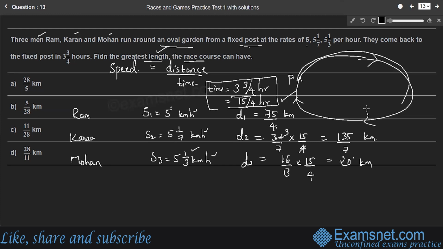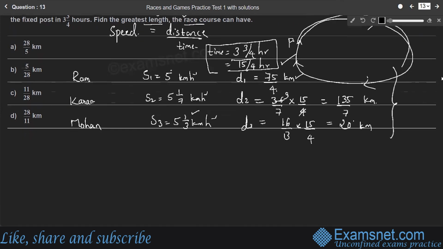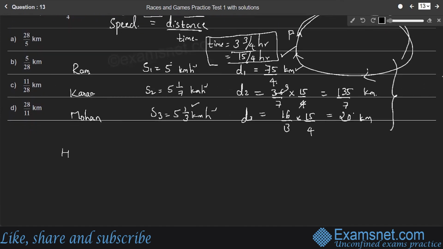Here, the greatest length the race course can have: to find that, what is the highest common factor, or the minimum distance which divides all the 3 distances, right? That is called the highest common factor. So we'll consider the HCF of the 3 distances, 75 by 4, 135 by 7 and 20.